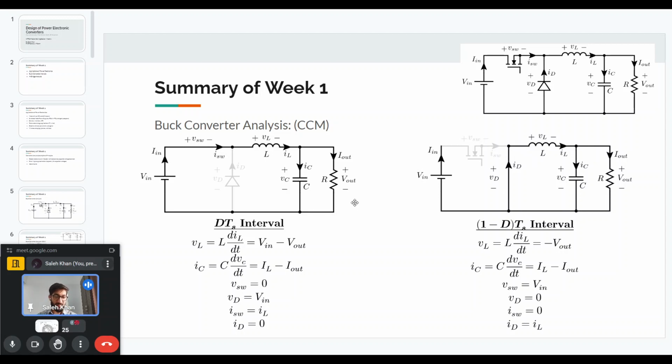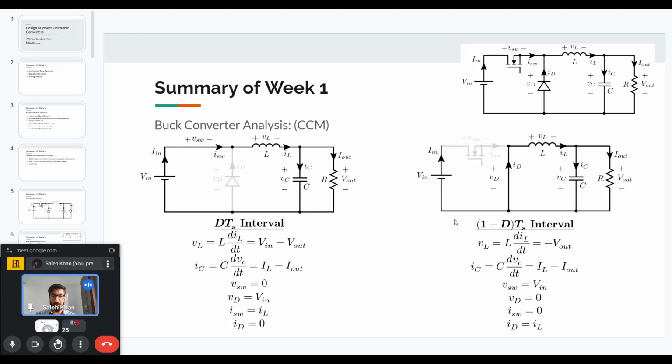In this analysis we are assuming that the converter is in what is called CCM, that is continuous conduction mode. That means the inductor current basically does not go to zero. It does not stop conducting. And during this 1 minus DTS interval, similarly, we can find what is the inductor voltage, what is the capacitor current. The switch in this case is blocking the input voltage, and the diode is conducting the inductor current.